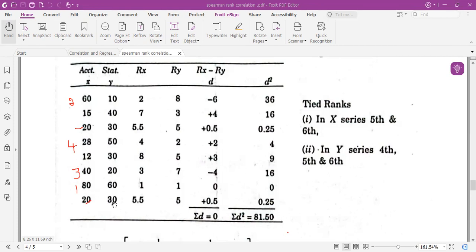So 4, 5, 6. That repetition is coming here. So that average comes to 5 here. So 5, 5, 5. Then you have 7. Then you have 8 here. So in X series, 5th and 6th rank is repeated. In Y series, 4th, 5th and 6th rank is repeated here.